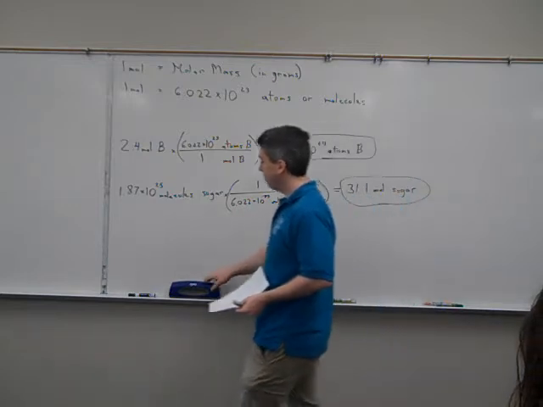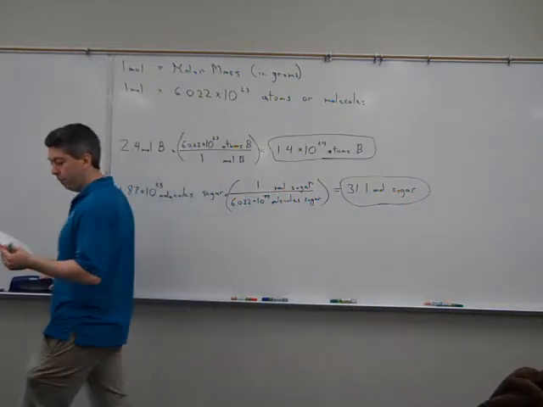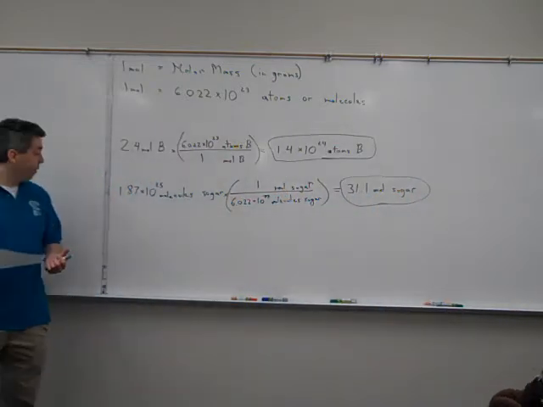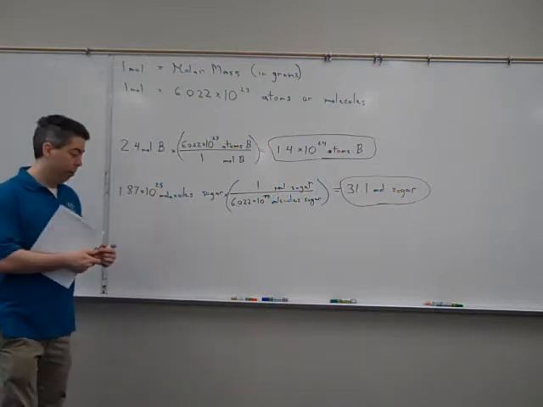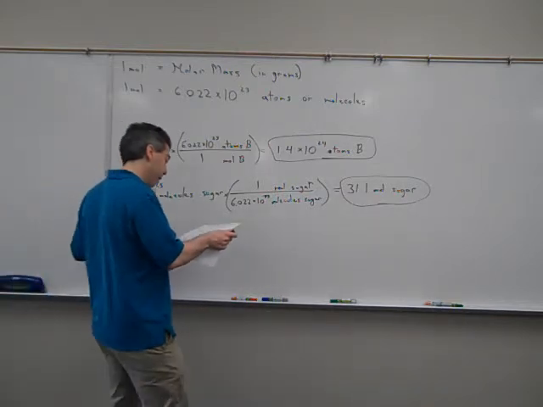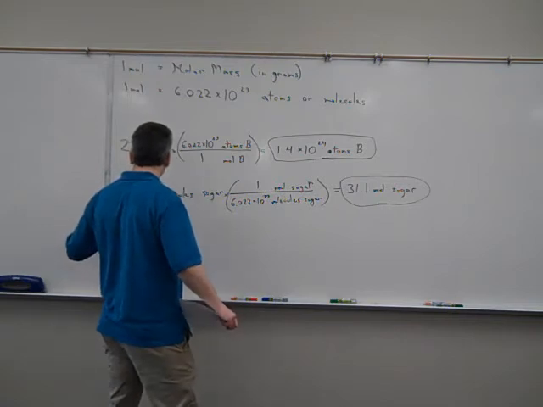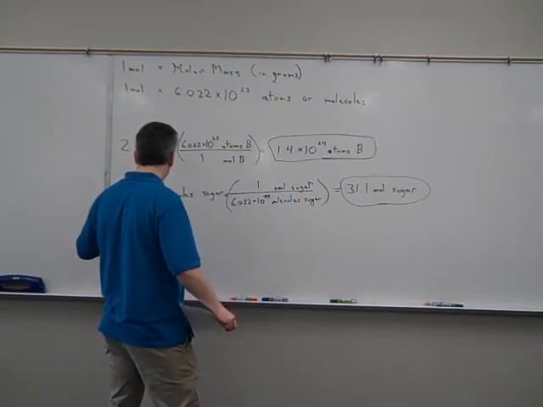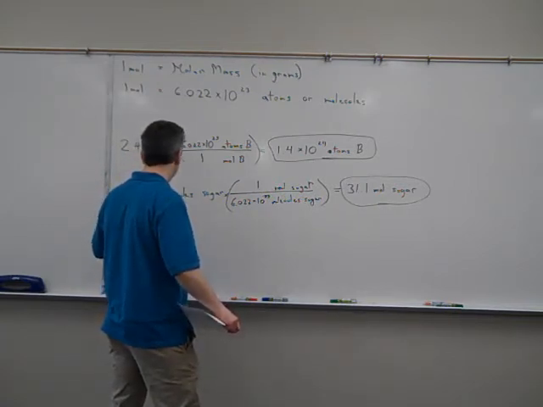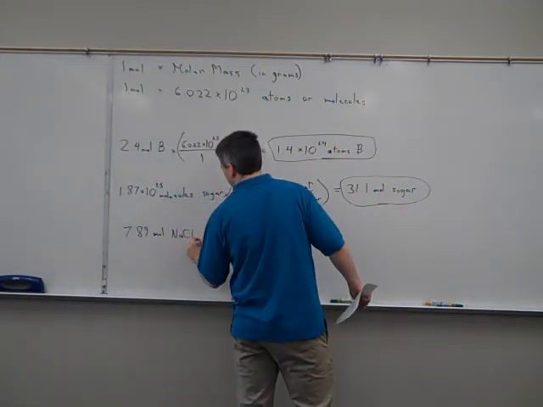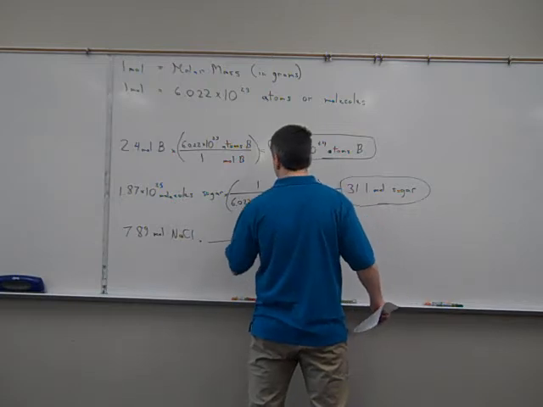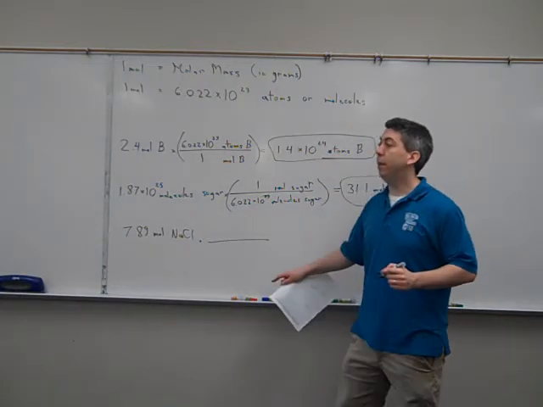Now, let's do something slightly more challenging. It says how many grams are in 7.89 moles of sodium chloride. Well, I am given 7.89 moles of sodium chloride, and I'm wanting to get grams.